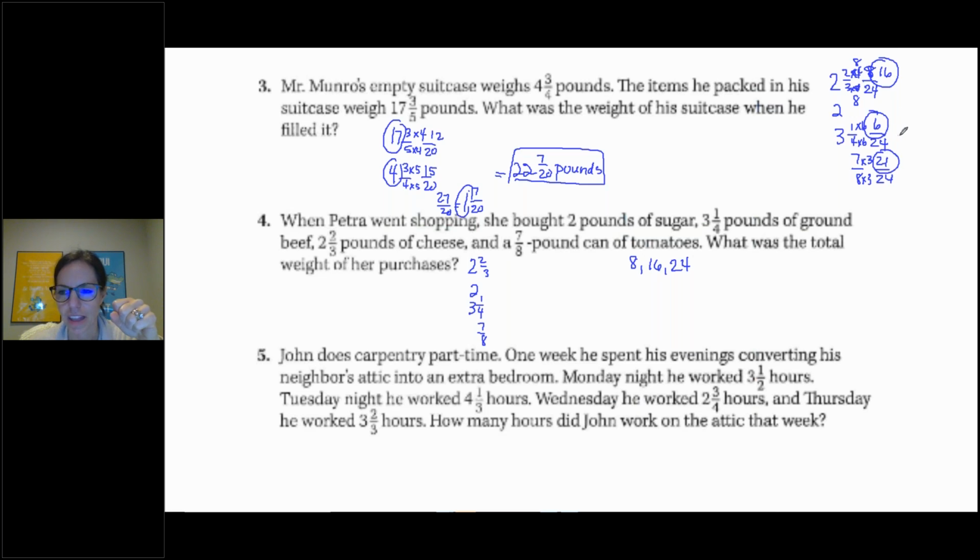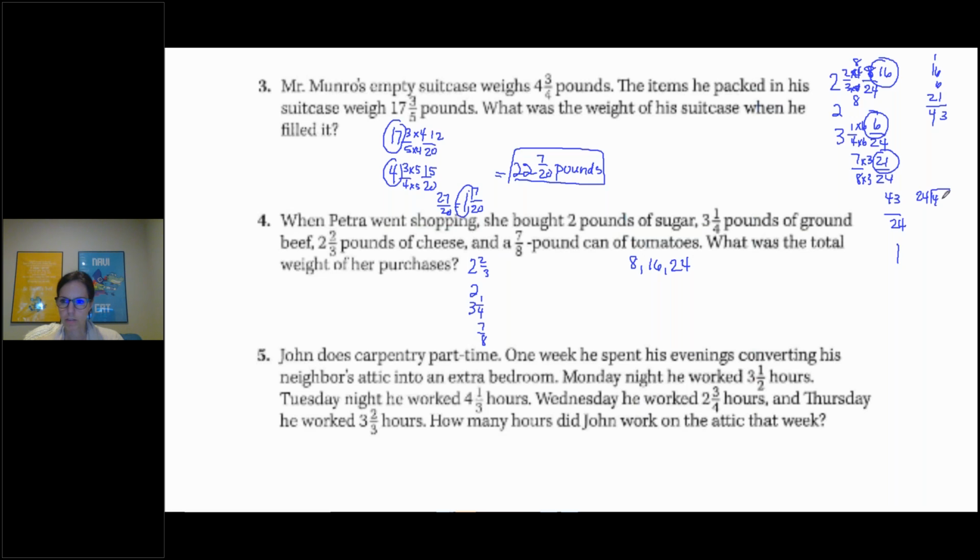So let's add these 3 together. So 16 plus 6 plus 21. What does that give you? 43 over 24. Yep. All right, so you have 43 over 24, which is a mixed number. 1 and 20 over 24. I don't think it's 20. I think it's 19.